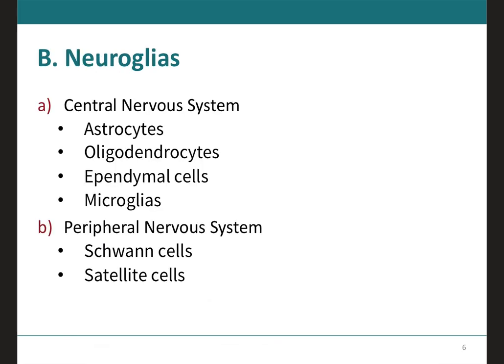With regards to the neuroglia, we have said this earlier, we have two different distributions of these cells that belong to the central nervous system and cells that belong to the peripheral nervous system. The ones that belong to the central nervous system are the astrocytes, the oligodendrocytes, the ependymal cells, and the microglia, and the ones that belong to the peripheral nervous system are the Schwann cells and the satellite cells. So let's take a closer look at all these cells in the next few slides.